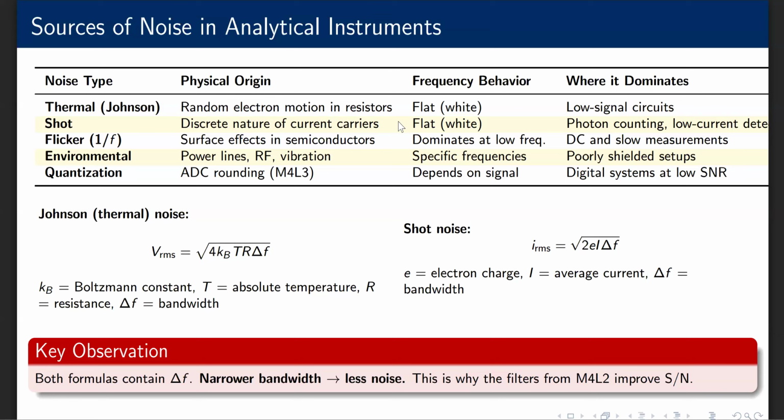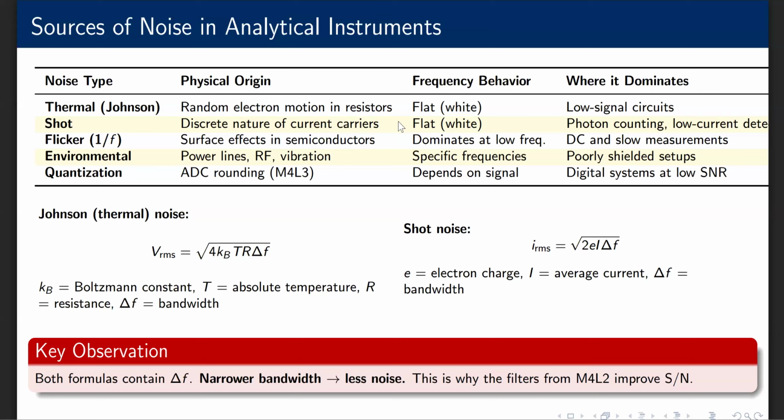Flicker noise then, or 1 over f noise, comes from surface effects in semiconductors. It dominates at low frequencies, which is why DC measurements are especially noisy. Environmental noise is everything picked up from the surroundings. Power lines at 60 hertz and harmonics, RF from wireless devices, mechanical vibrations. This noise is at specific frequencies. And quantization noise, which we saw back in lecture 3, is the rounding error from the ADC.